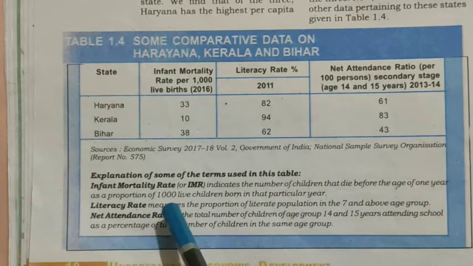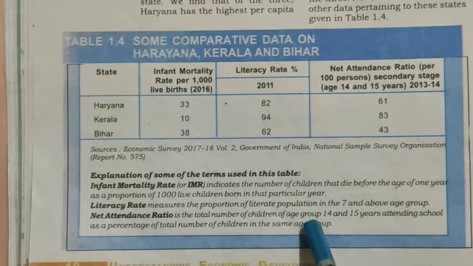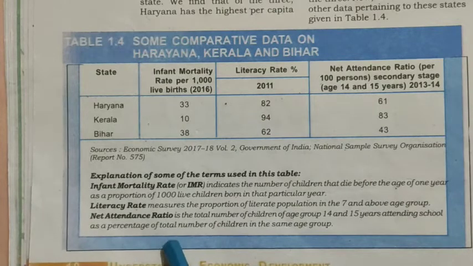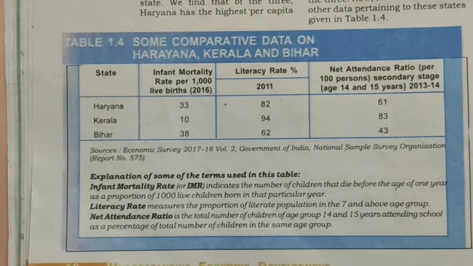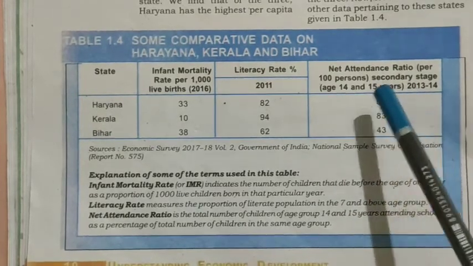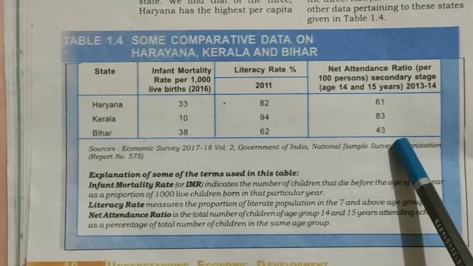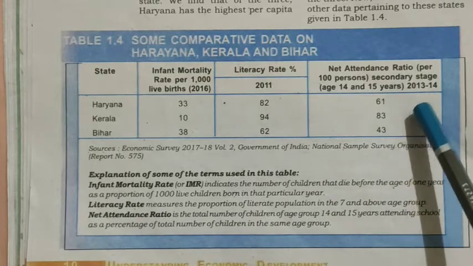And net attendance ratio is the total number of children of age group 14 and 15 years attending school as a percentage of total number of children in the same age group. It is the percentage of the number of children of age group belonging to 14 and 15 that are attending school out of the total number of children that are enrolled in a class. So, in the table, the net attendance ratio for Kerala is 83, Haryana 61 and Bihar 43. Here, Kerala has the highest ratio.